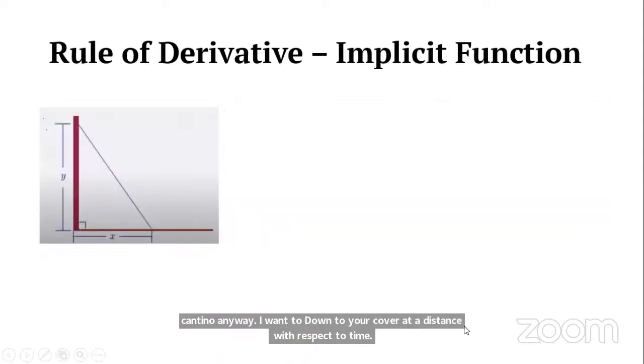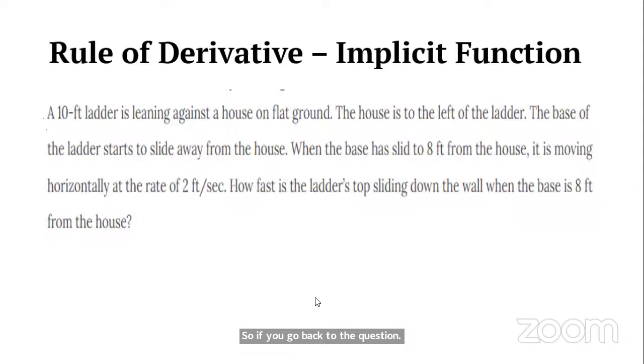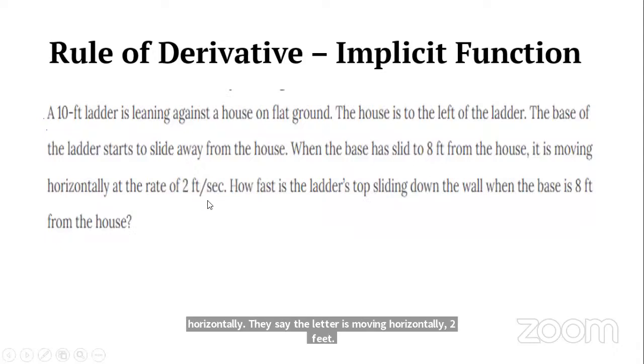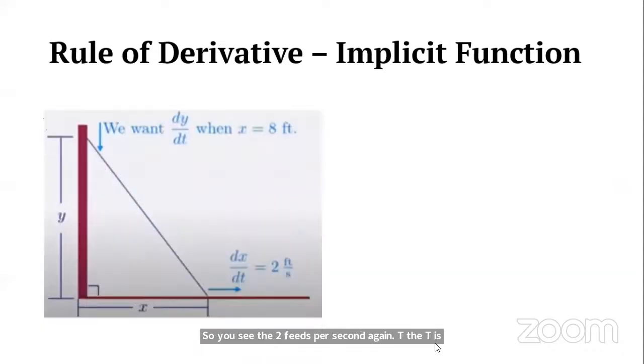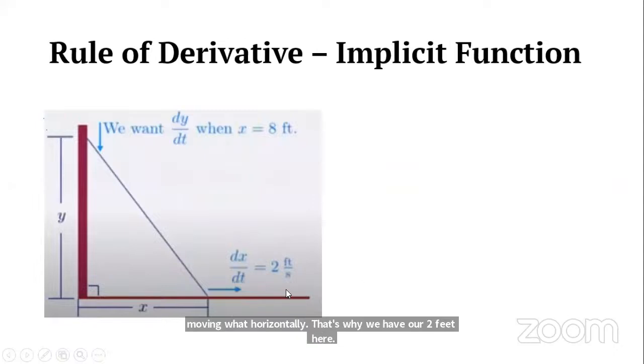you see that they're giving us the rate at which the ladder is moving horizontally. They say the ladder is moving horizontally 2 feet. So you see the 2 feet per second here, since the T is moving horizontally. That's why we have our 2 feet here. The arrow is showing that the T is moving here 2 feet.